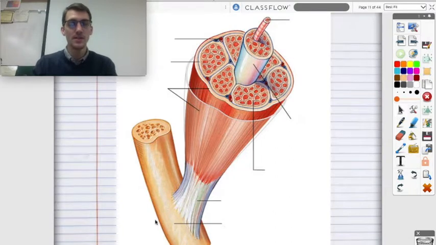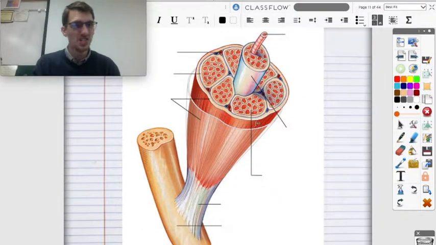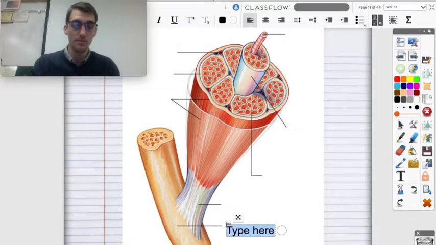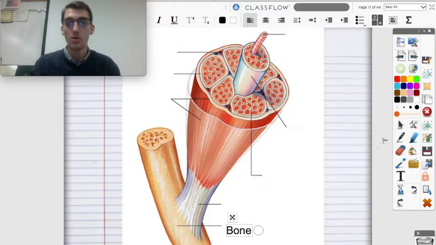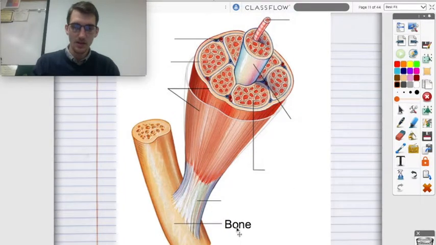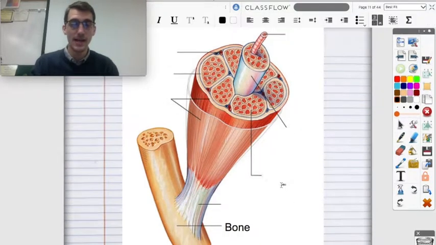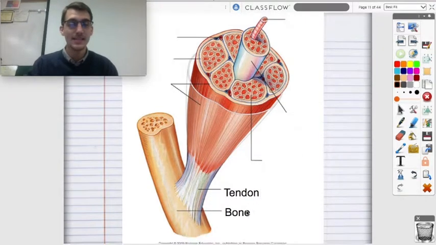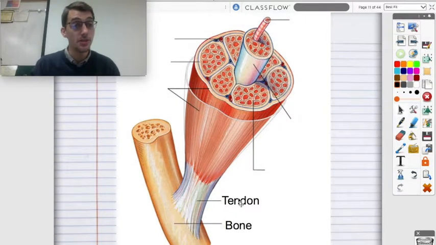All right, so this is the macroanatomy of a muscle. This is a skeletal muscle. It's not a particular skeletal muscle, but it's generalized. But anyway, we know it's a skeletal muscle because, let's start labeling here, it's attached to a bone, right? So there's a bone. Every skeletal muscle is attached to a bone via a tendon. A tendon is a type of connective tissue. All right, so it's connective tissue is, well, connecting the bone to the muscle, right?